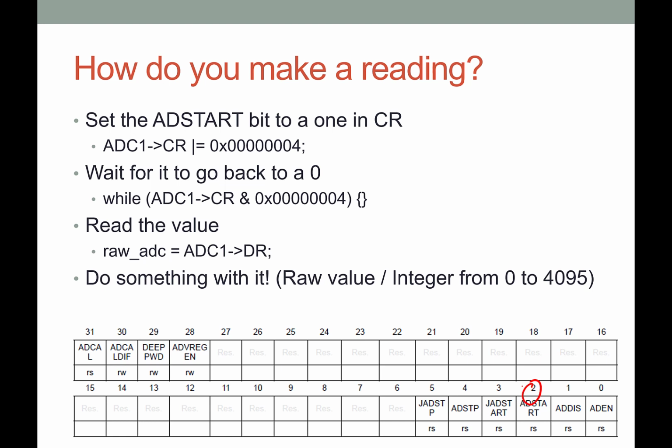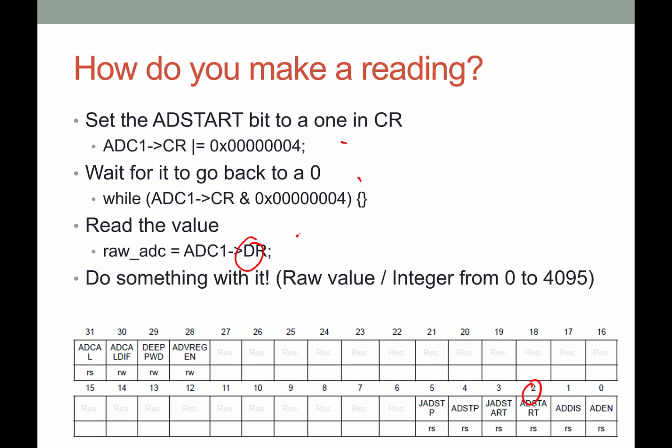And when it does go back to 0, so we set it, then when it goes back to 0, that says, oh, it's been converted. Then we can read from this data register, and then you can do something with it. So again, that's the whole point of all of this: we set the AD start, we watch it. Once it's been watched and it goes back to 0, we can read the value.